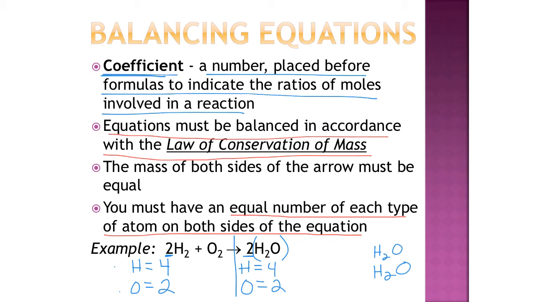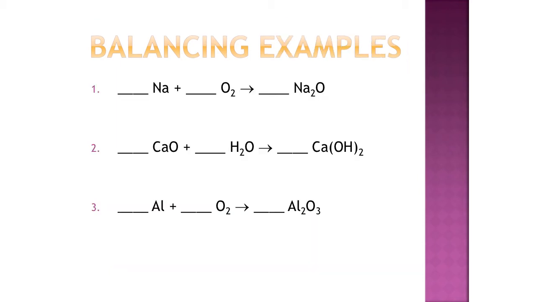And once you have the coefficients, those are the numbers out in front, that gives you the mole ratio or the recipe for the reaction. So 2 moles of H2 need to react with 1 mole of O2 to produce 2 moles of water. What we are now going to do is work on balancing these equations.